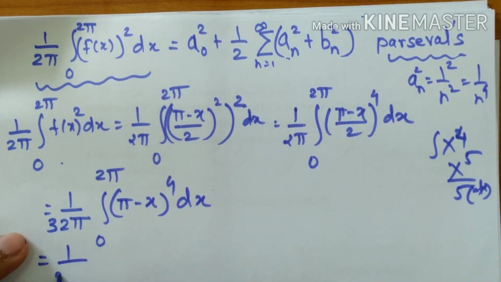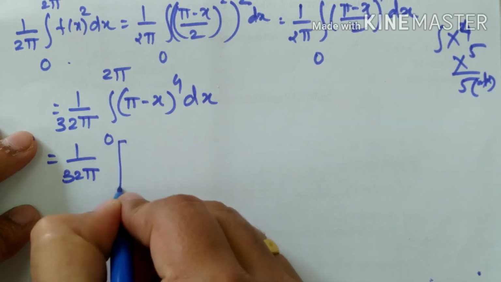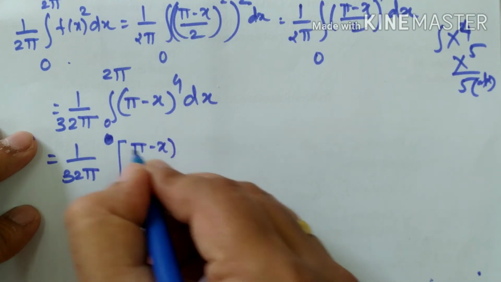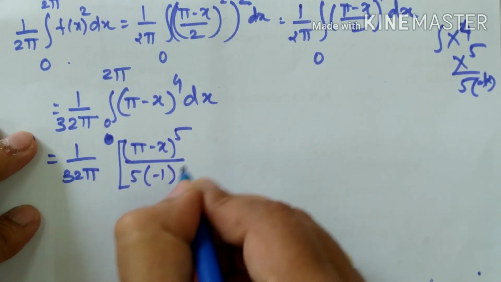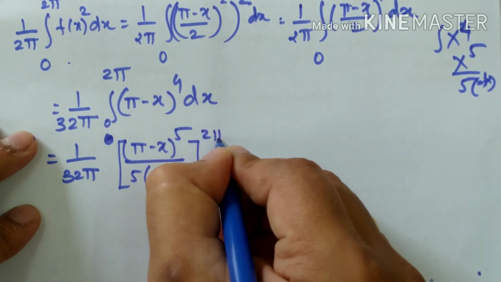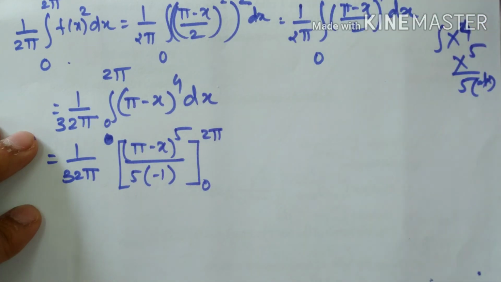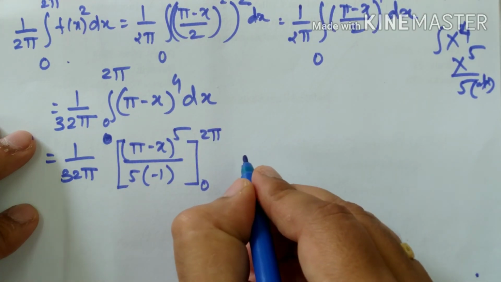So 1 upon 32 pi into (pi minus x) raised to 5 divided by 5 into the derivative of pi minus x, that is minus 1, limits from 0 to 2 pi. Now substitute the limits there.